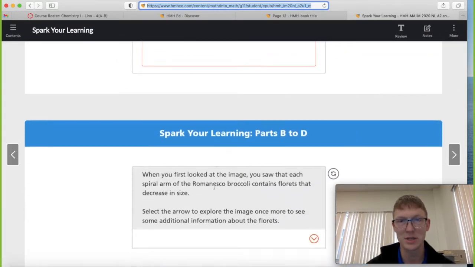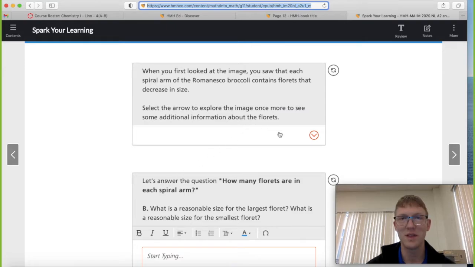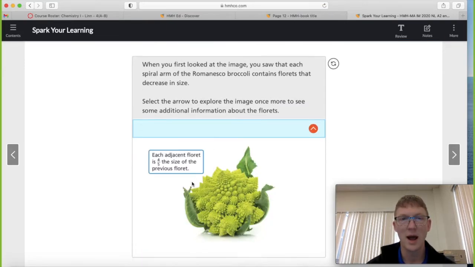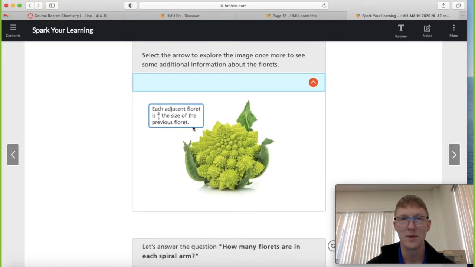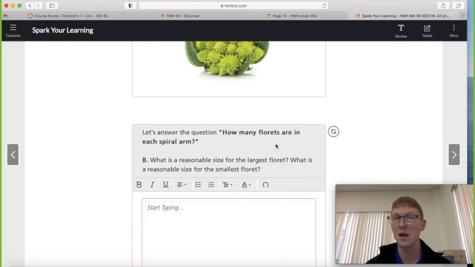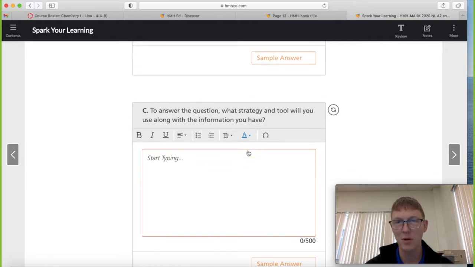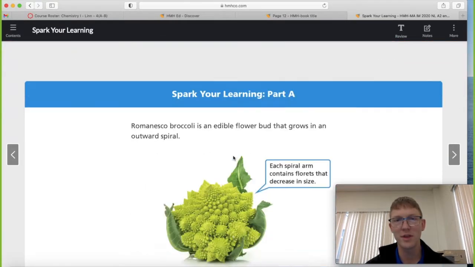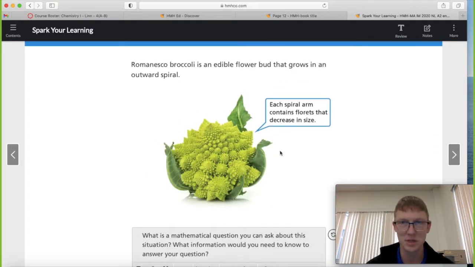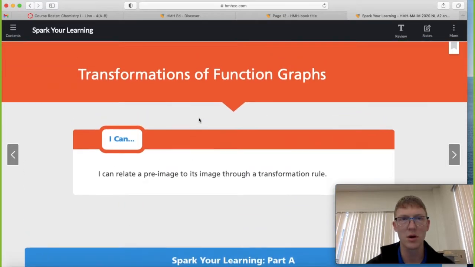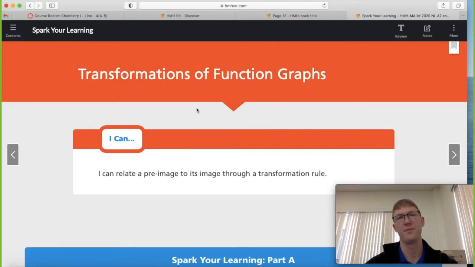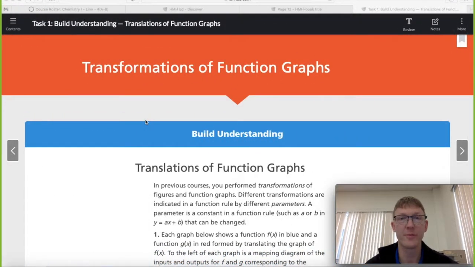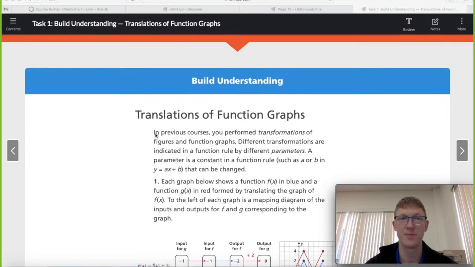So we could ask questions like, what is the formula? How are they related? Each size, how are the sides related? How many are there in each spiral arm? So these are all things that we can start to get at when we learn about transformation of function graphs. So let's do it. Transform some functions, shall we?